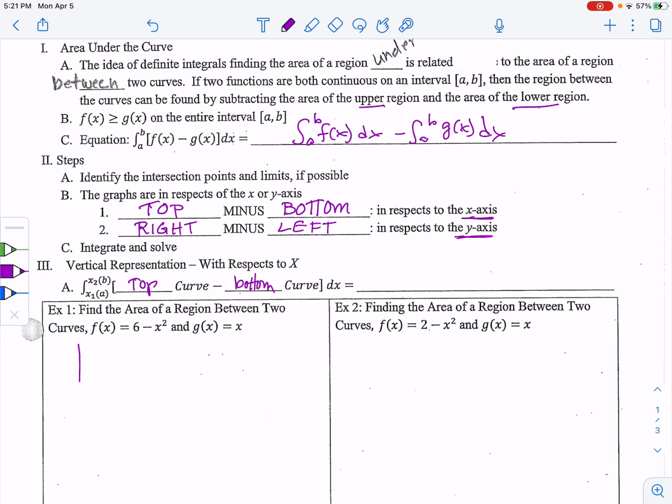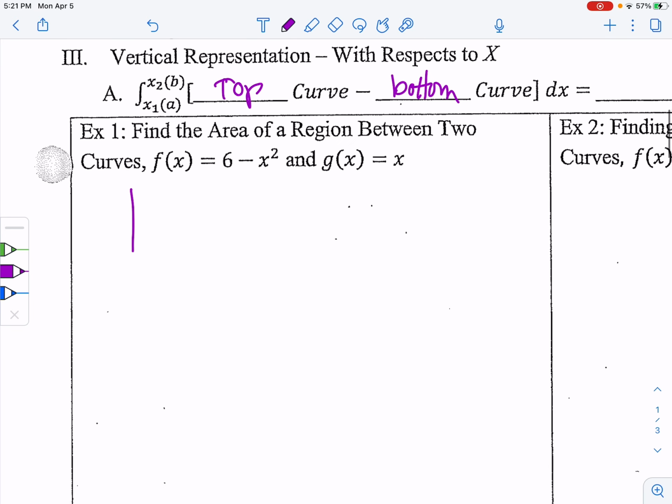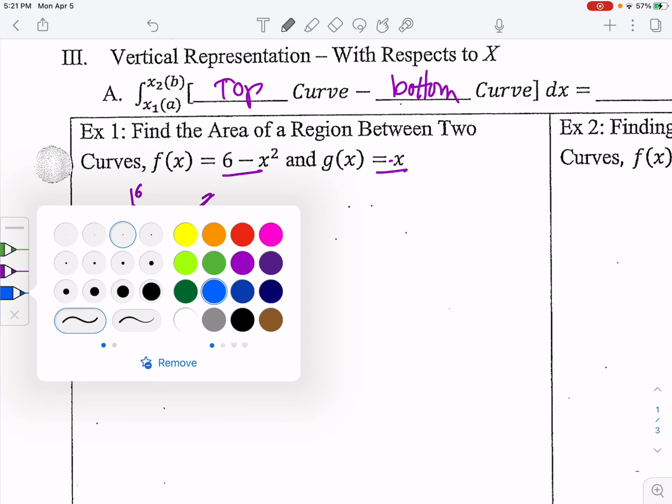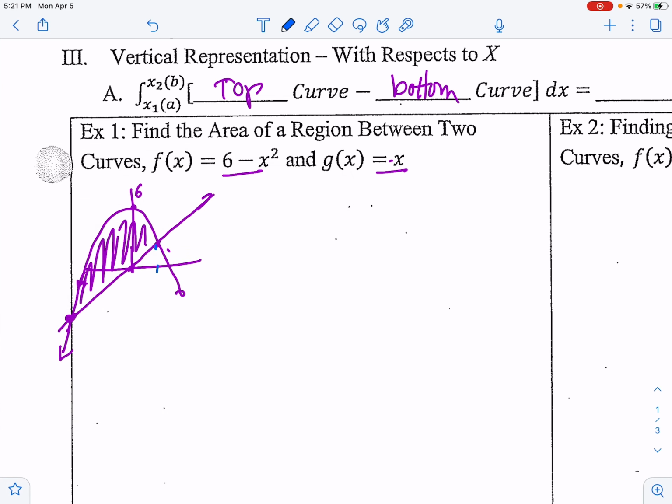Well, let's come up here, draw a picture. If you graph this, you're up here at 6. You got your curve. And then you got this line. So the area that we're interested in is this. The top curve is this one, and that's the bottom curve. We need these intersection points. Okay? Those give you the A's and the B's.